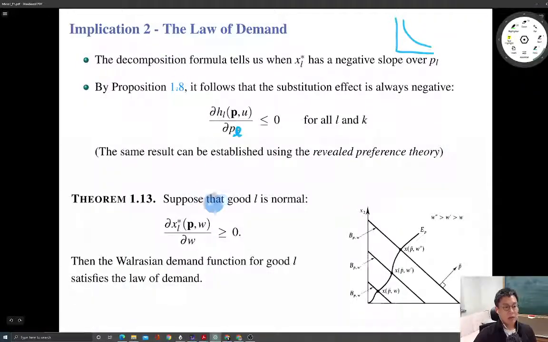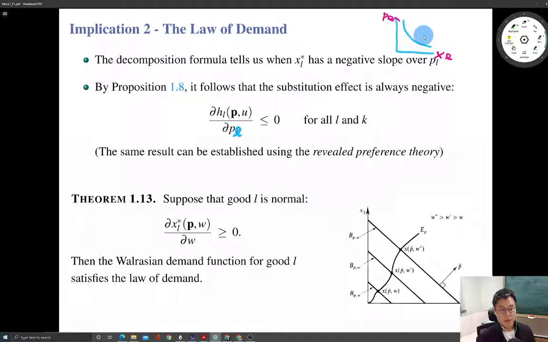That states that if good L is normal, the demand for good L moves in the same direction as a change in income. In other words, the derivative is positive. The Walrasian demand function for good L satisfies the law of demand. So its demand curve: demand for good L and its price have a negative association.